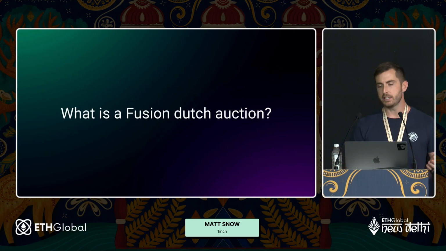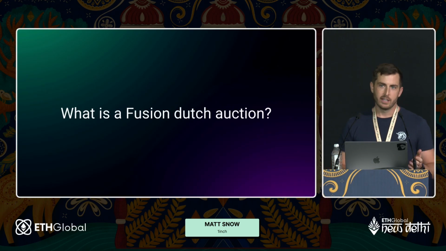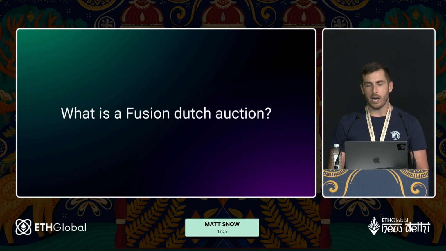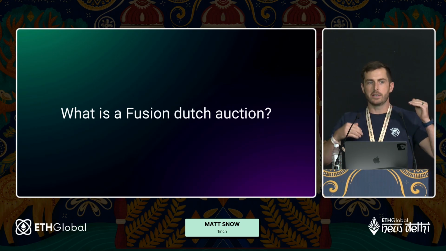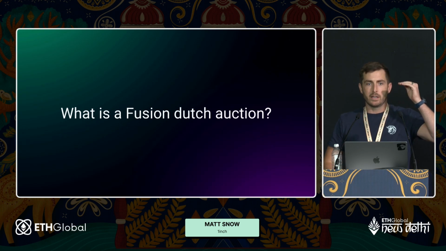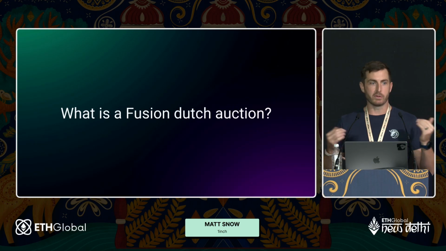So you may be wondering, what is a Fusion Dutch auction? Essentially, it's the opposite of a regular auction. In a regular auction, the price starts from a low point and gets bid up higher and higher until the highest bid goes to the winner, and that's the price for the item. A Dutch auction is the reverse of that.